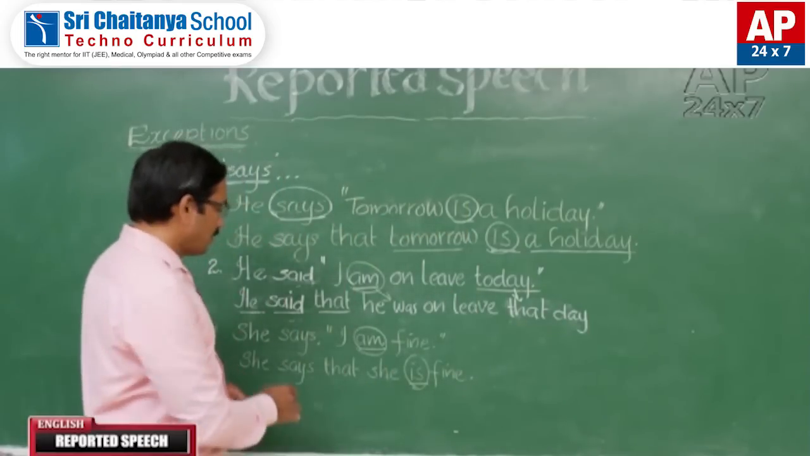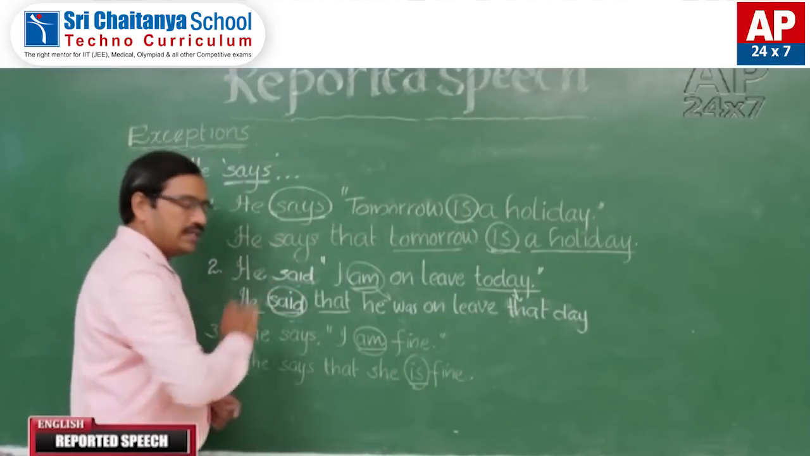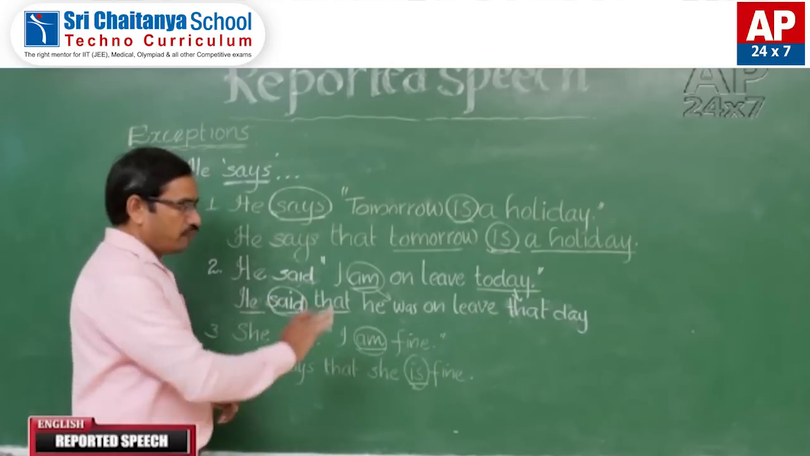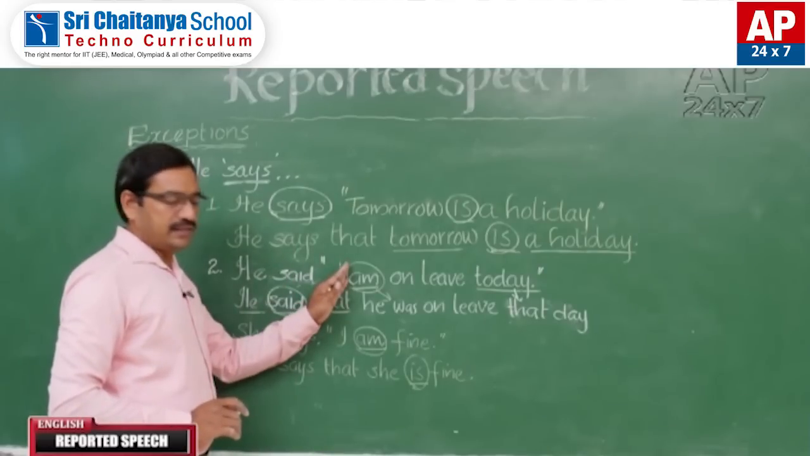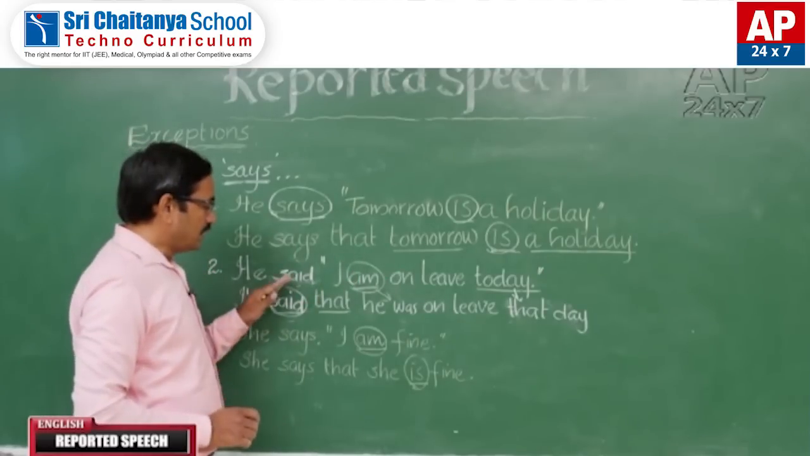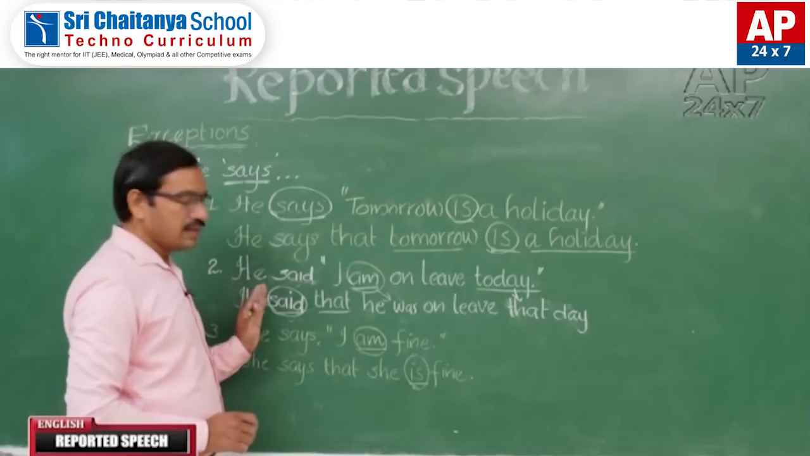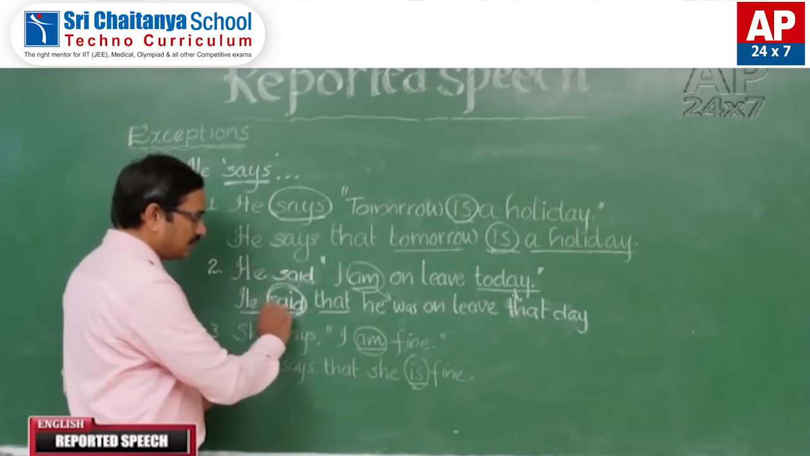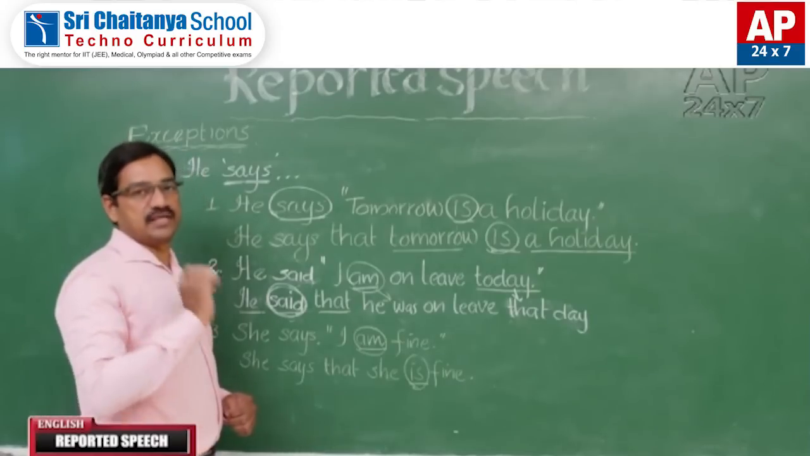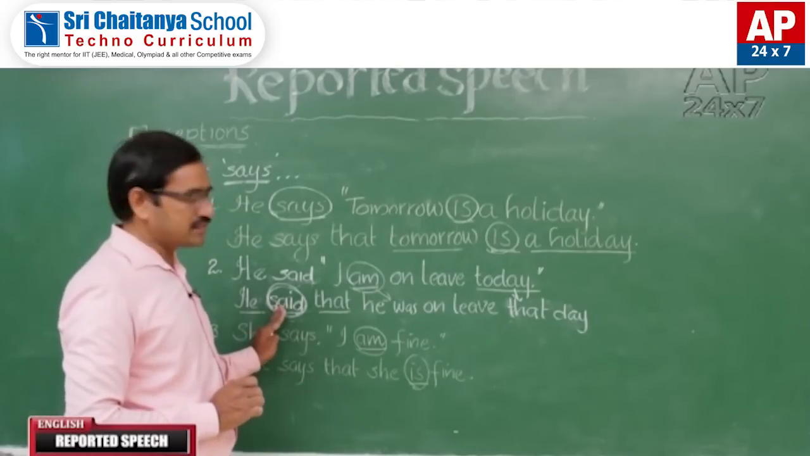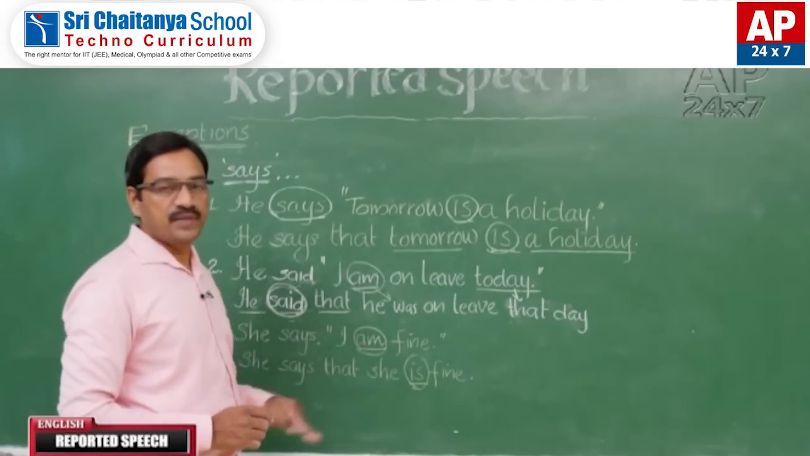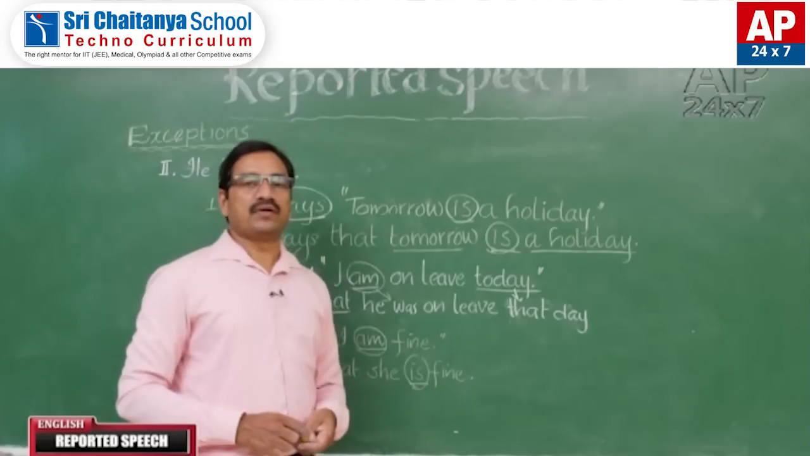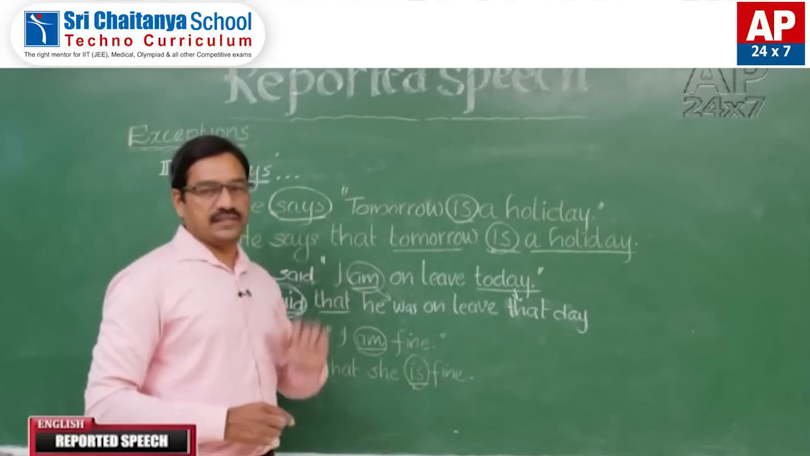When does it happen? When we have the reporting verb in the past form. If the reporting verb is in the present tense, we do not change the tense or the time. He says that I am on leave today, the answer will be he says that he is on leave today. So, observe this reporting verb in the examination. If it is in the past tense, we have to change the pronoun, the tense and the time according to the particular tense form given.